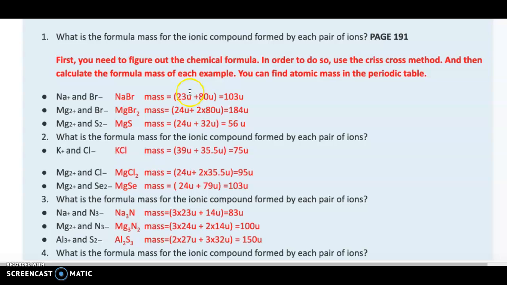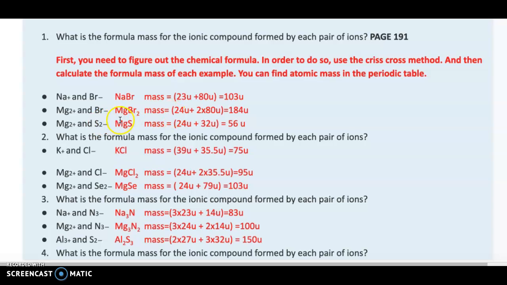I rounded up to 2 significant digits. You can leave 4 significant digits. You can write the numbers after the decimal. I made it easier for myself just to show you how it's going to look. First, you need to write the formula, and then you need to add up all of your elements.